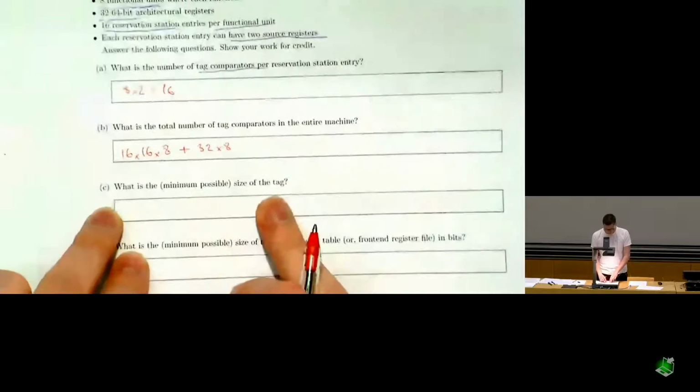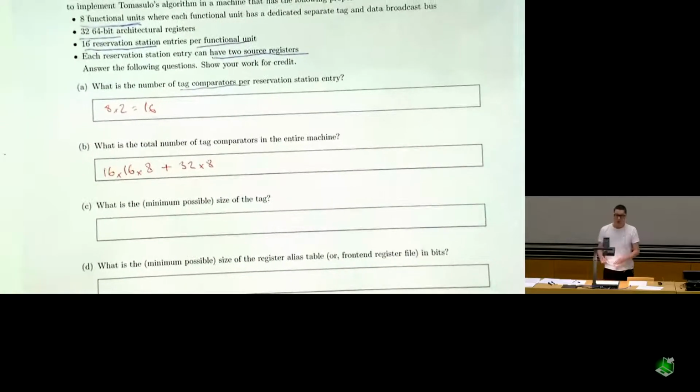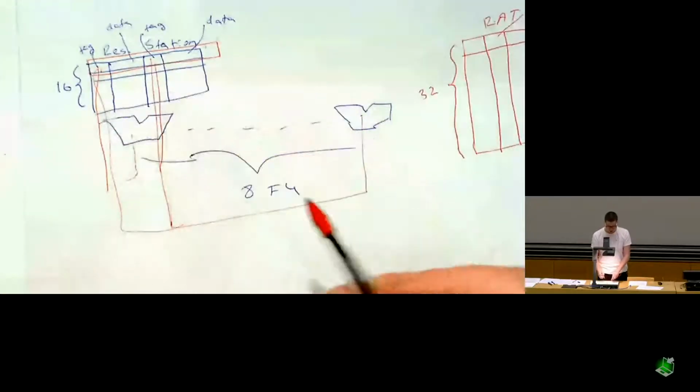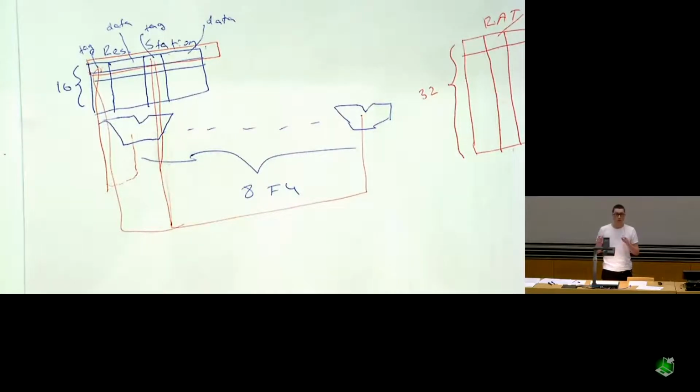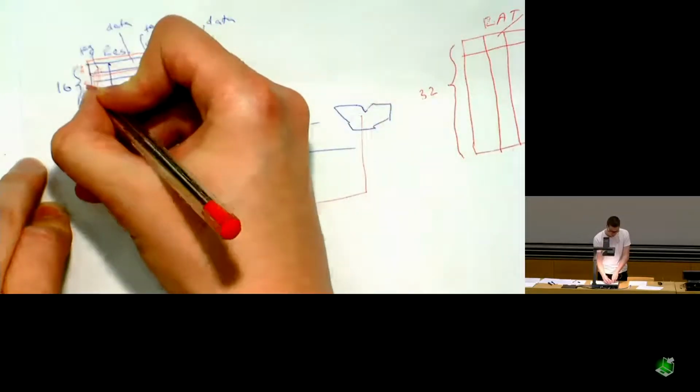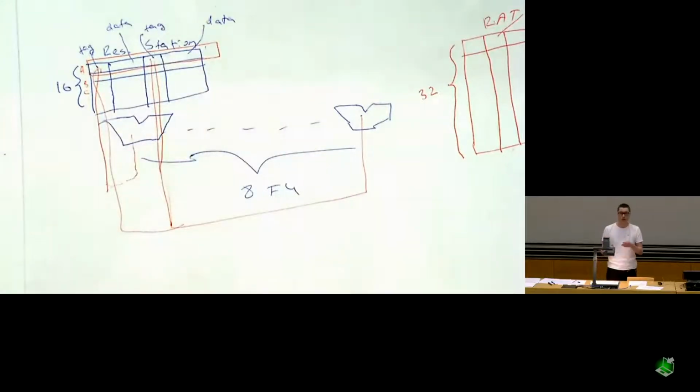What is the minimum possible size of the tag? So this depends on how many entries you have in all reservation stations, right? So as we show here, in a single reservation station, you may have 16 entries for which you can do some computation and produce a result, right? So you can remember this from the slides that we address those as A, B, C, etc., right? So basically those are the addresses of those entries, and you need as many addresses as the total number of entries you have in your system.